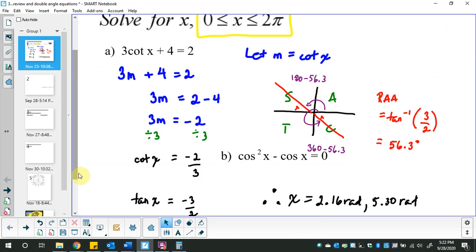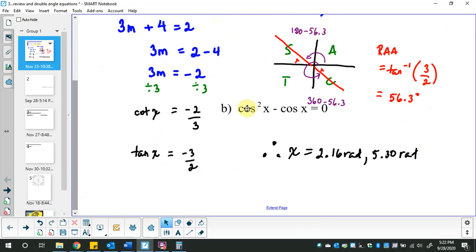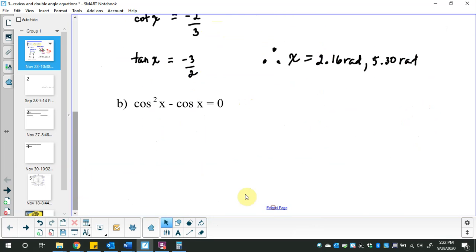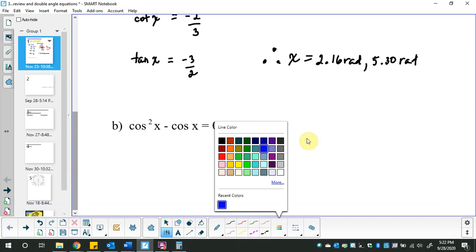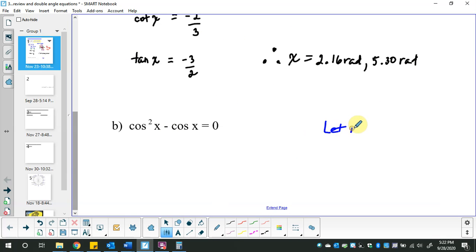Let's move on to this. A reminder, at the very end, we need to make sure that we have our answers in radians. And because it is all the ratio cos, I'm going to let m replace all the cos x's. You can't use x, because then you would be saying let x represent cos x, which is kind of illegal because you have a different letter. So m squared minus m equals 0.